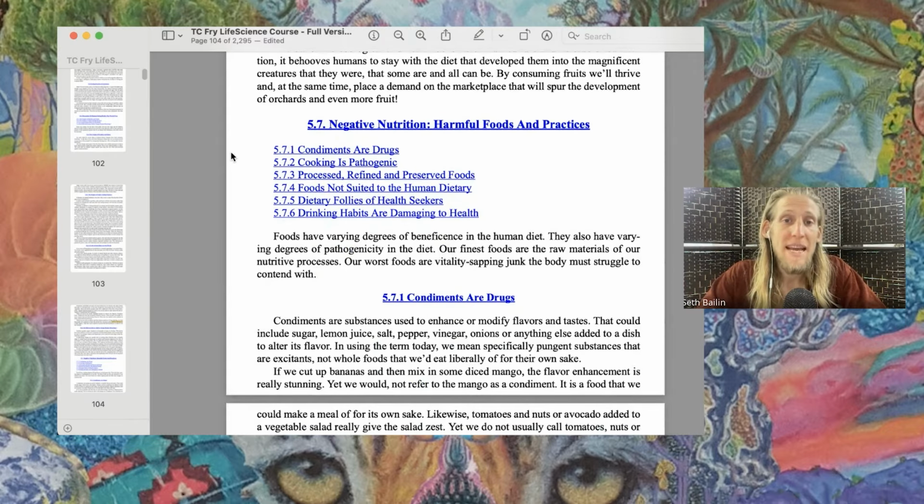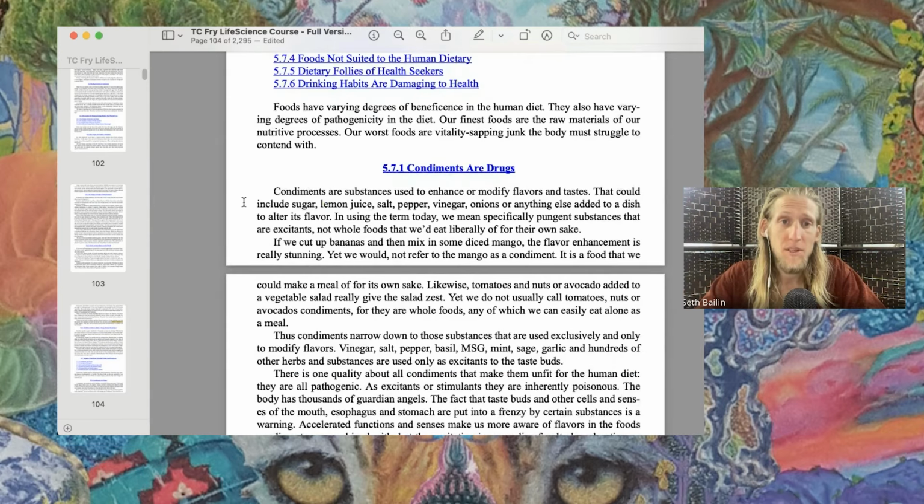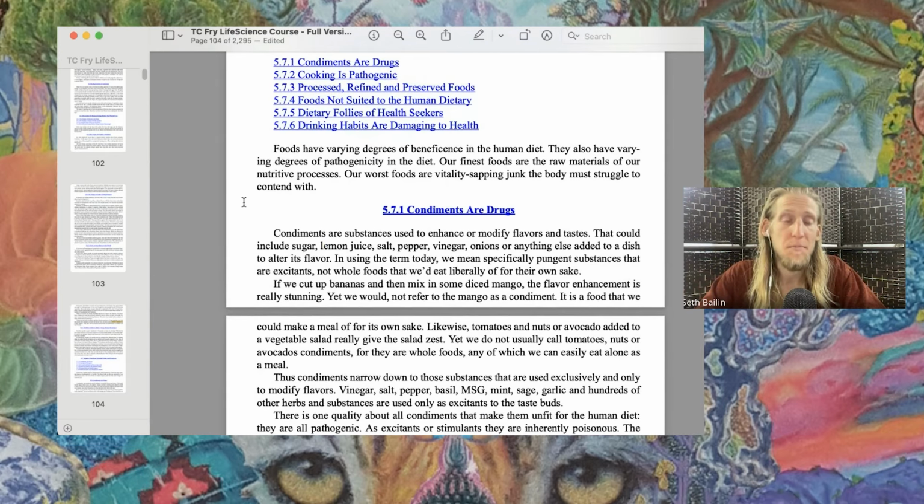Now, when it comes to negative nutrition, what are the harmful foods and practices? Condiments, cooking, heavily processed, refined, and preserved foods, and foods that are just outright not designed for humans, like dead bodies or tree bark, things that are just too hard to chew and swallow. Or foods that don't taste good to us at all. There's some berries that taste amazing to birds that will poison us.